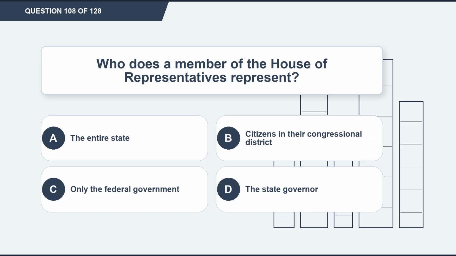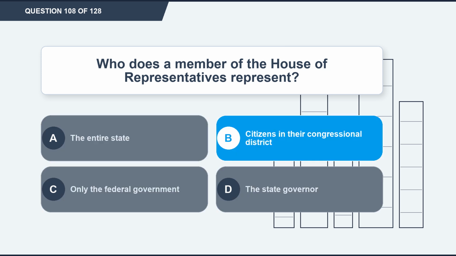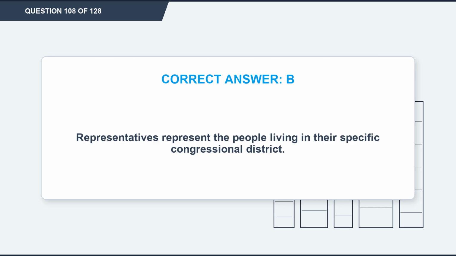Question 108. Who does a member of the House of Representatives represent? Option A, the entire state. Option B, citizens in their congressional district. Option C, only the federal government. Option D, the state governor. The correct answer is option B, citizens in their congressional district. Explanation. Representatives represent the people living in their specific congressional district.